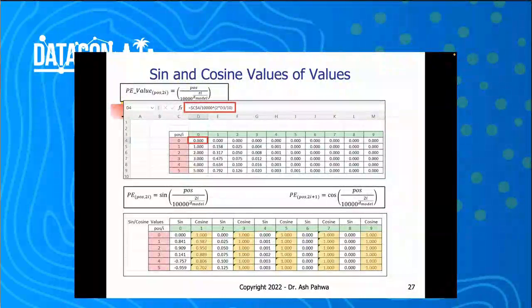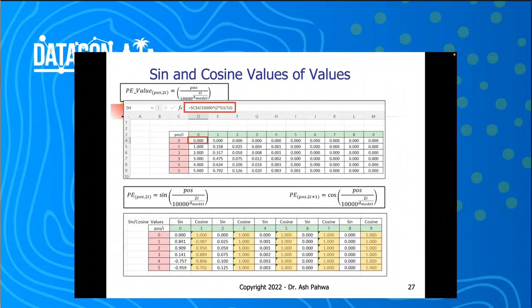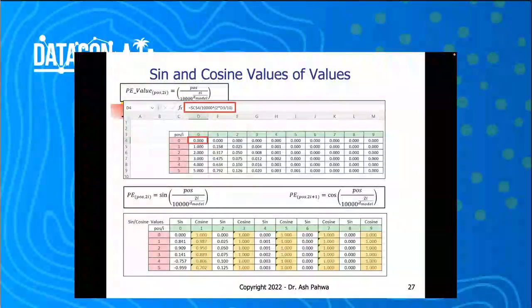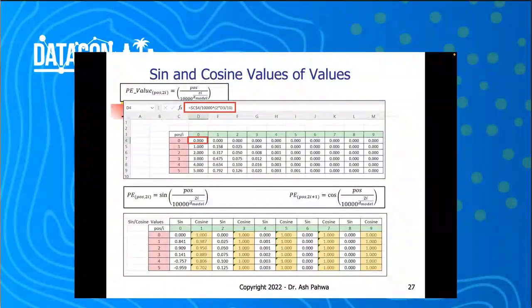Question? Yes, what does the i stand for? i stands for the index along the size of the model. This is i going in this direction. Is it relevant to the sentence? Yes, it is. This is based upon a d_model of 10. And then I can take the d_model of 512, which is what is basically being used. That determines how big a sentence you want.